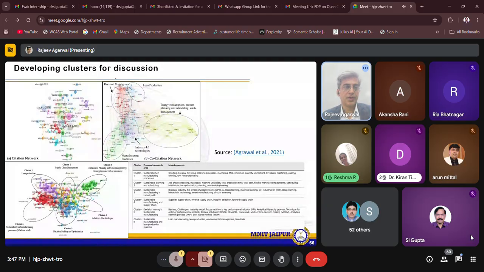Now, these are developing clusters. So this is one cluster. We have seen the diagram. This is the one diagram. So this is one cluster. This is another cluster. This cluster is for decision making. This cluster is for energy consumption, process planning, scheduling. This is for Industry 4.0 technology. This is for manufacturing process. So this is the citation network. This is the co-citation network.